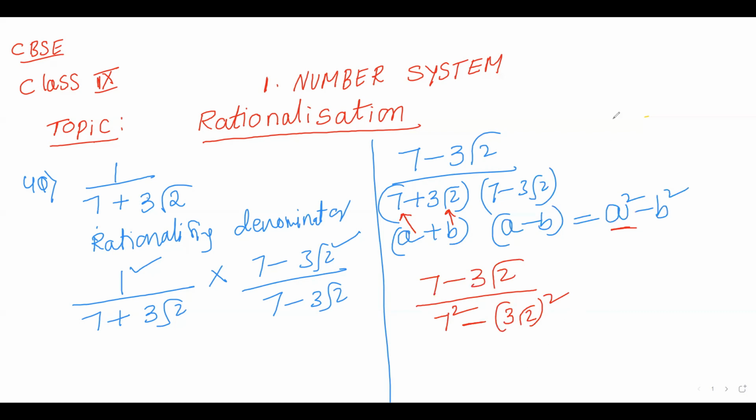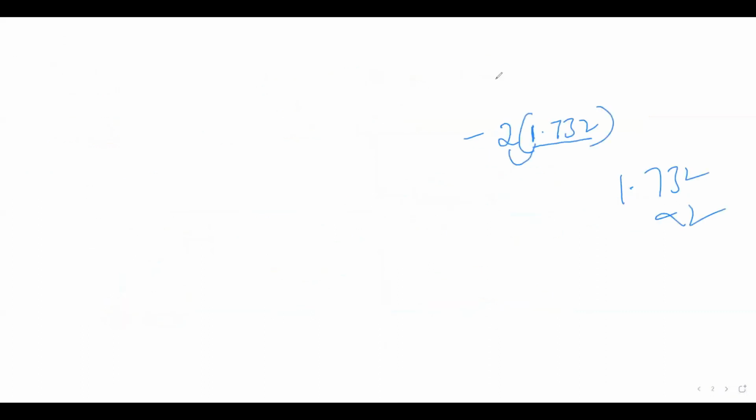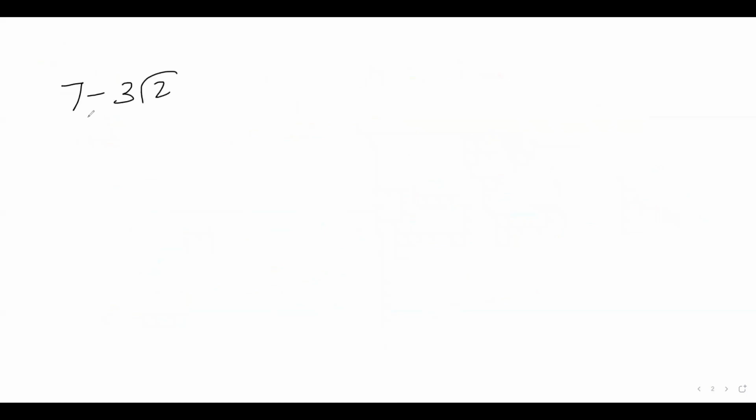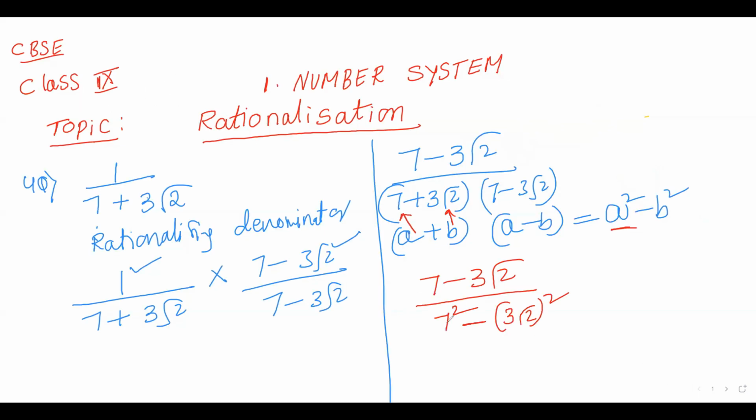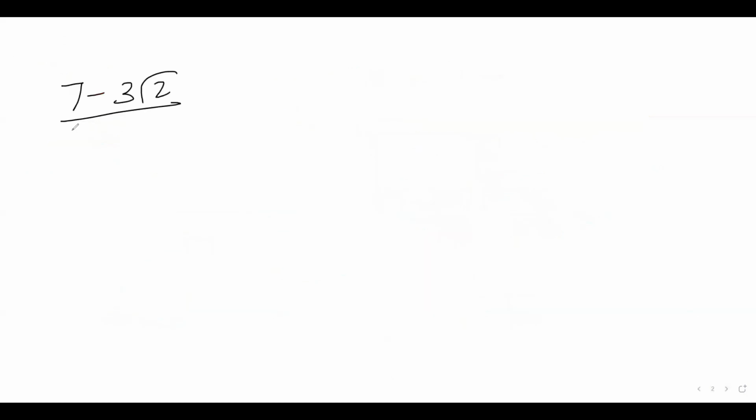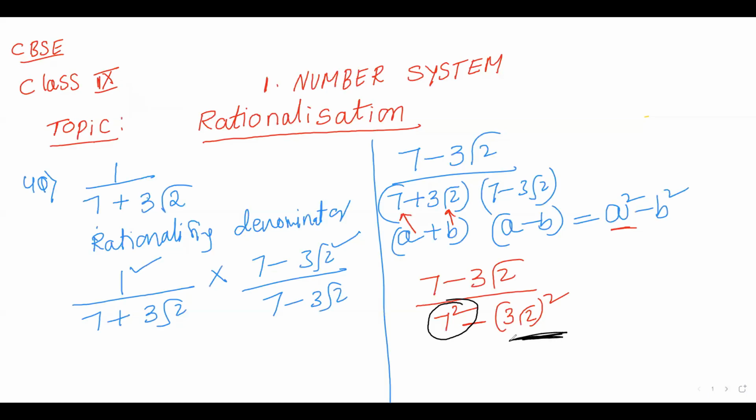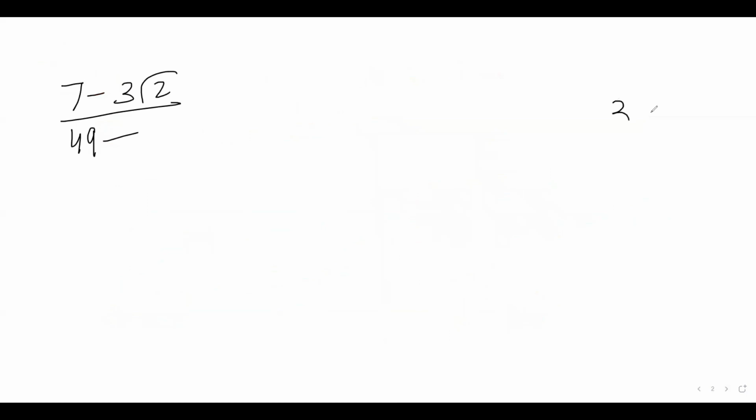Can you tell what is 7 square? 7 square is 7 sevens are 49. 3 root 2 whole square means 3 square root 2 square. Square is outside the bracket, so square belongs to 3 as well as root 2.